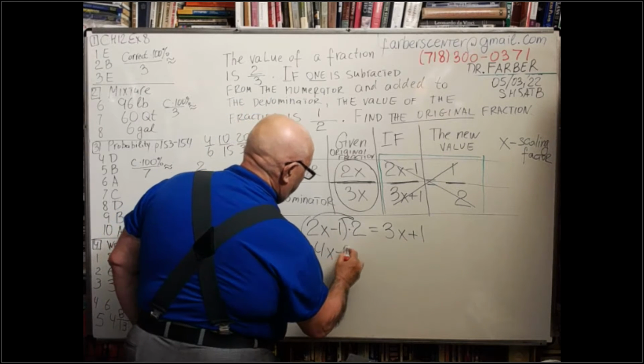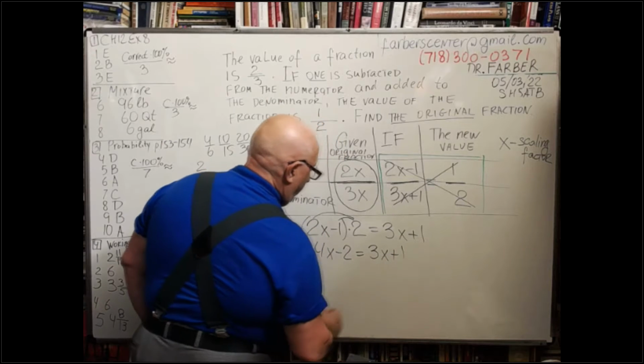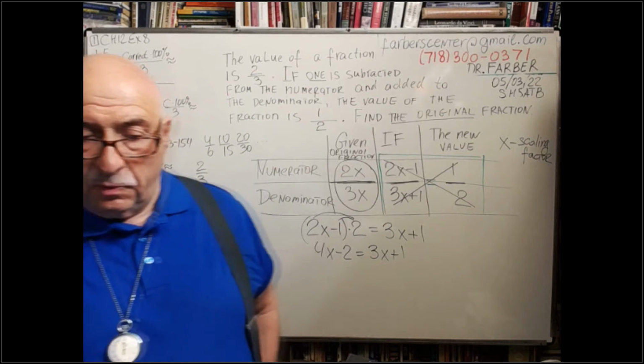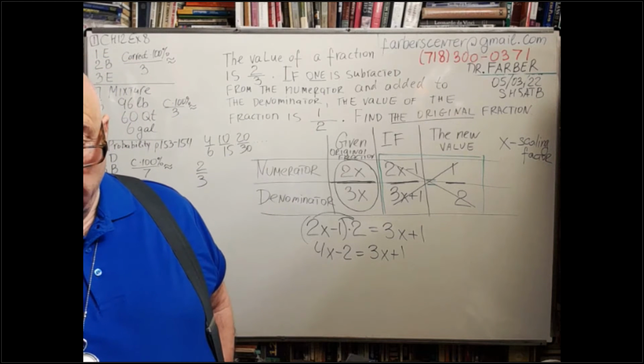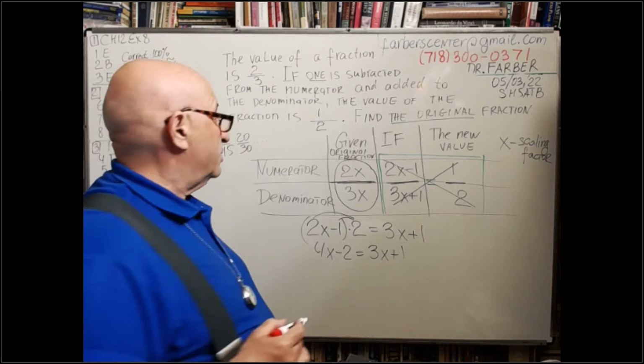Now, distributive: 4x minus 2 equals 3x plus 1. Dr. Farber? Yes. I have a question. I know you got the 2x minus 1 and the 3x plus 1, but I don't understand how you got the times 2. Cross multiplication.